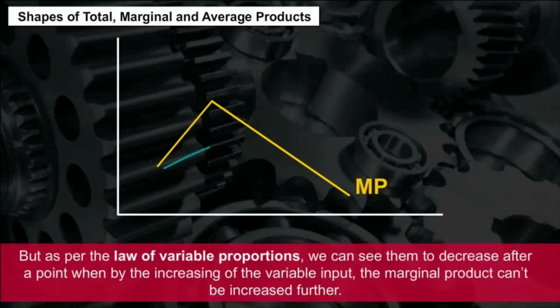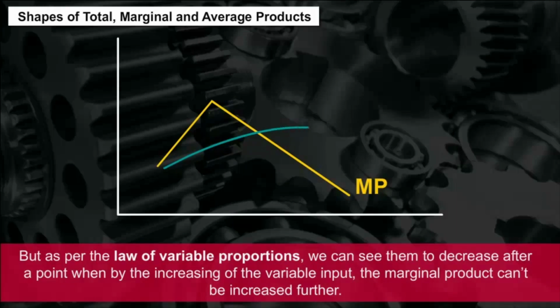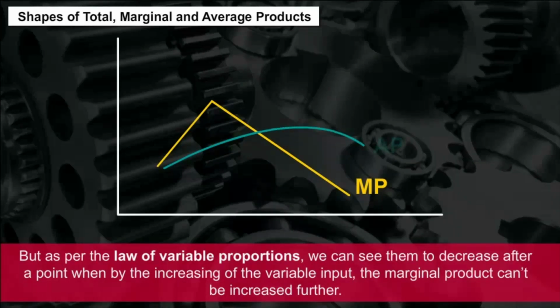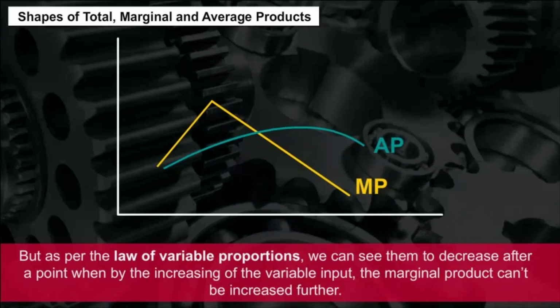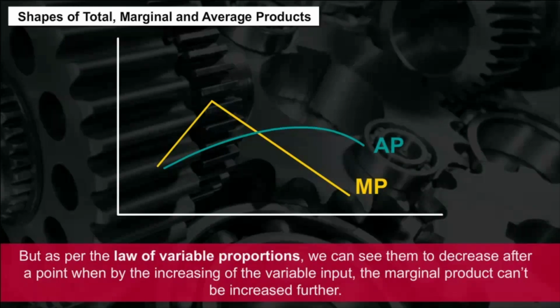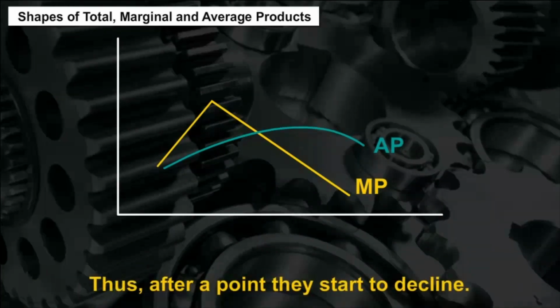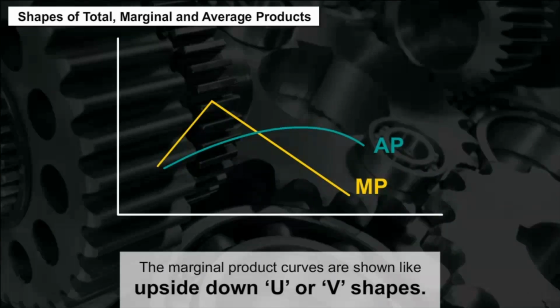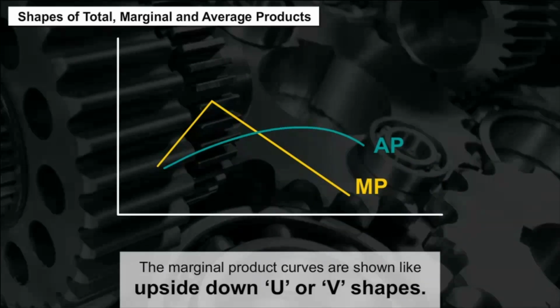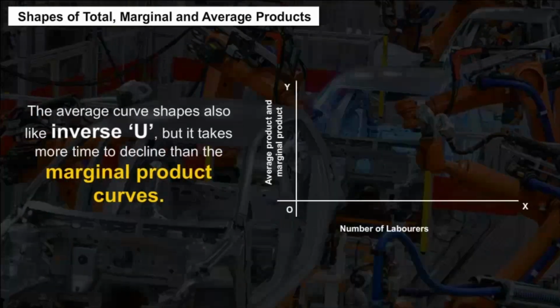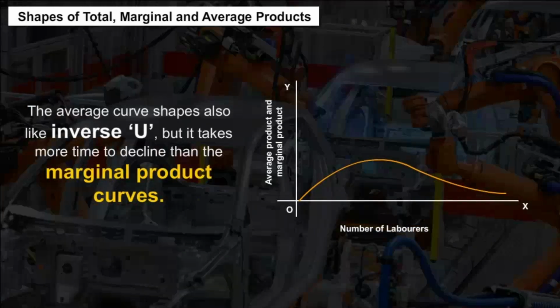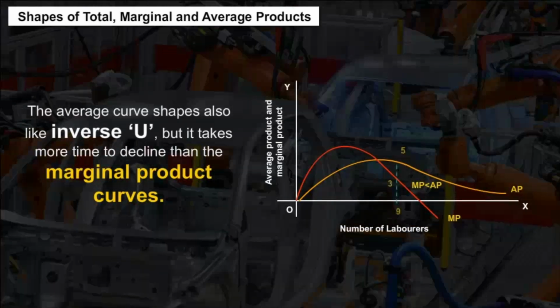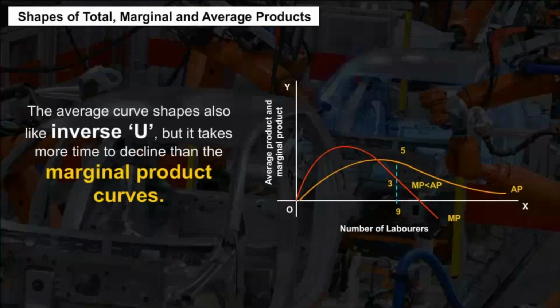can see them decrease after a point when, by increasing the variable input, the marginal product can't be increased further. Thus, after a point they start to decline. The marginal product curves are shown like upside down U or V shapes. The average curve is also shaped like an inverse U, but it takes more time to decline than the marginal product curves.